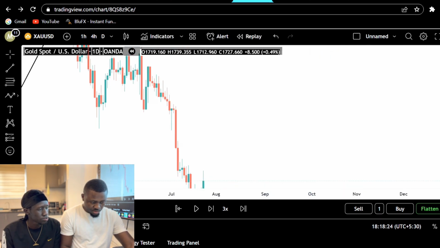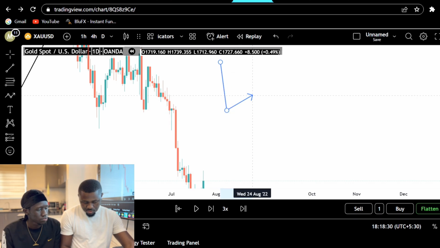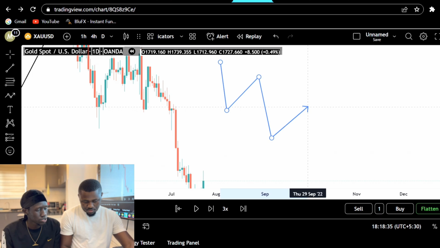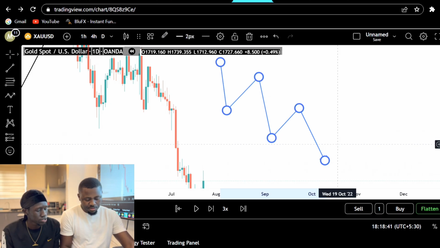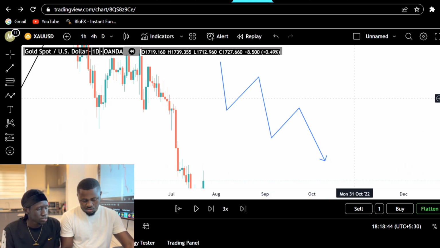Now, when the price is in a downtrend, it's going to make an impulsive move to the downside, then a retracement to the upside, and then another big pull and retracement. The process just keeps on happening every time. So for us, we're looking for sells in the market.